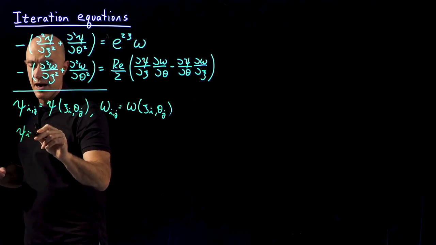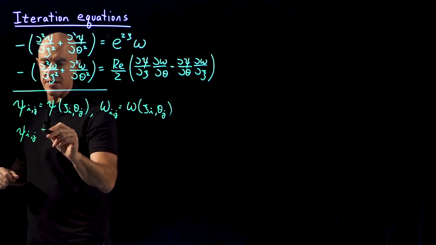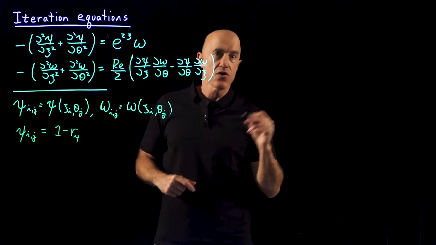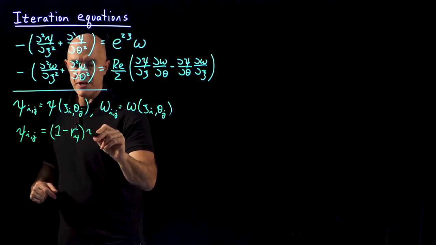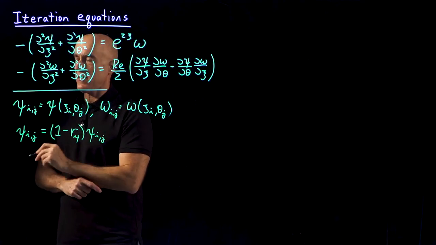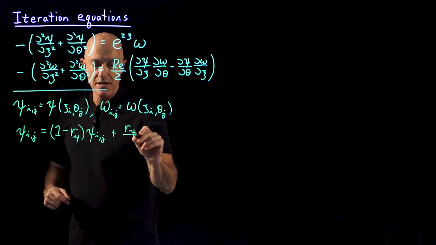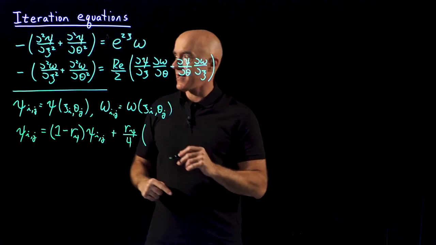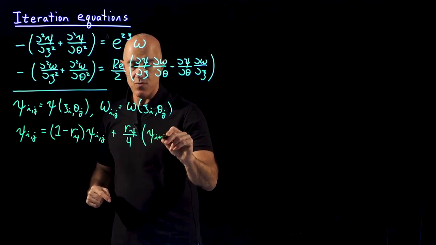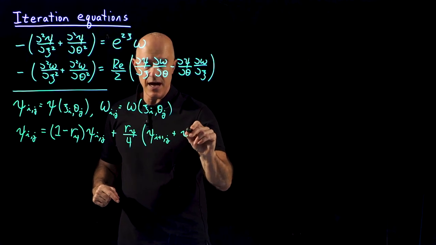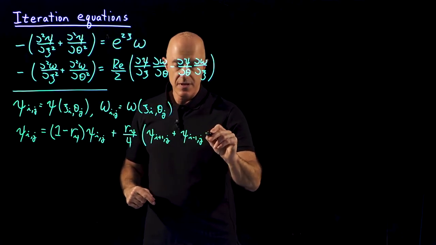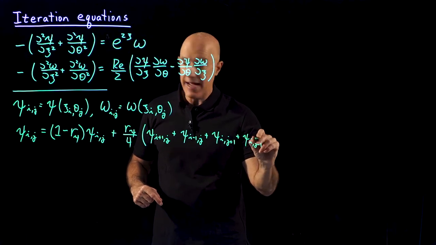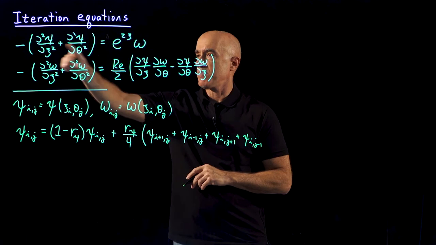So we have psi sub ij. This will be at the k plus 1 iteration, will be equal to 1 minus the relaxation parameter in the psi equation, I'll call that r sub psi, times psi ij at the kth iteration, plus the relaxation parameter divided by 4. So now, basically, I'm just doing the Laplacian-like operator here. This will be psi I plus 1, comma j, plus psi I minus 1, comma j, plus psi I j plus 1, plus psi I j minus 1. That completes the Laplacian part of the equation.